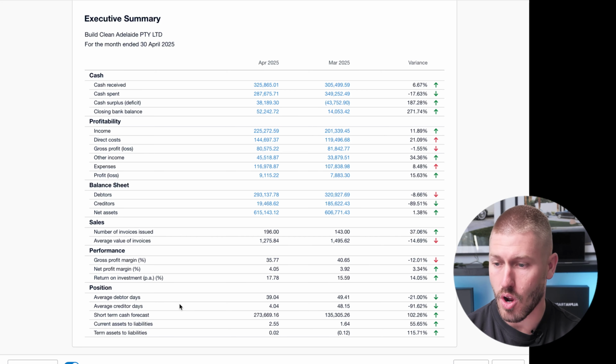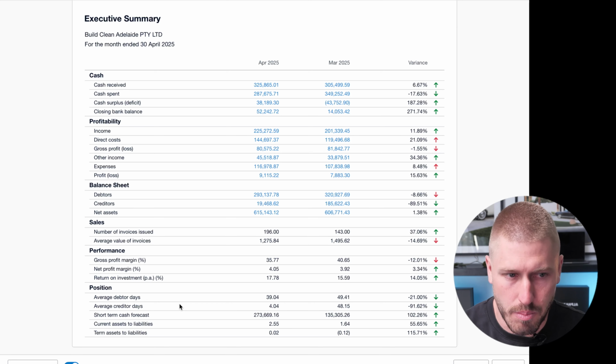So we've gone through also our average creditor days. We can see that we no doubt held on to some cash, spoke to some suppliers and said that it's going to take us a little bit longer to get back to you for those payments. And that's where that March is probably sitting at 48 days due to conversations like that. But then coming into April, we had some cash in the bank and we were able to pay those bills off. So that's dropped that down for April. I don't worry about the three pieces below that: short-term cash forecast, current assets to liabilities, and term assets to liabilities, because it doesn't help us make educated decisions at the moment.